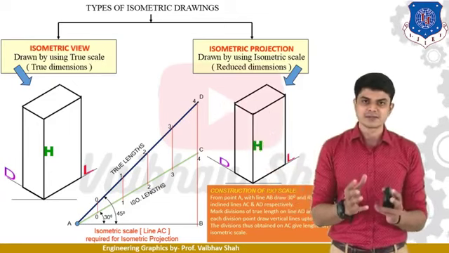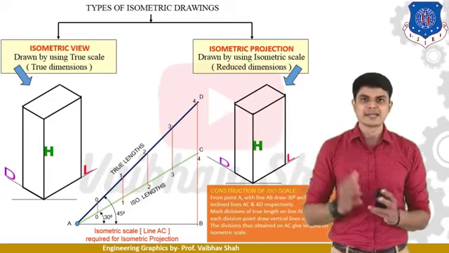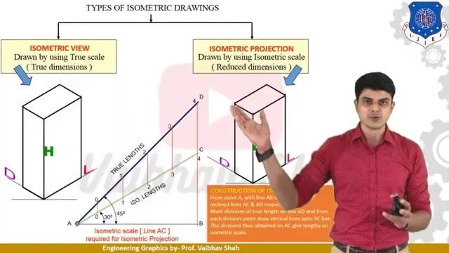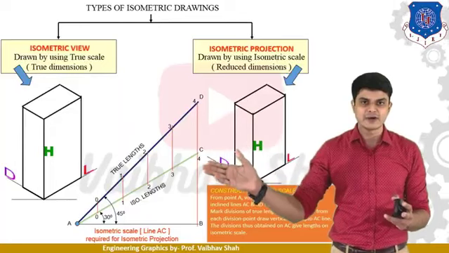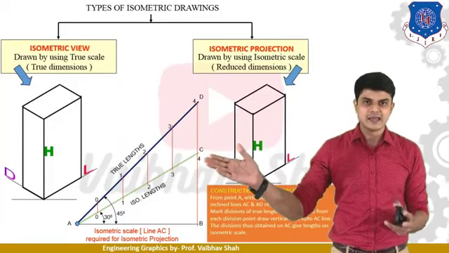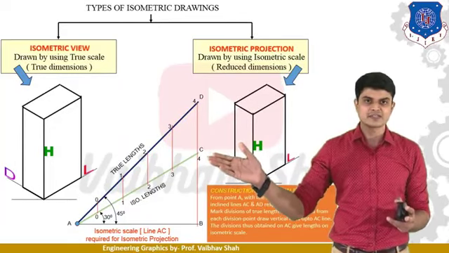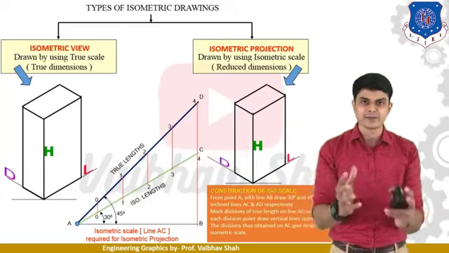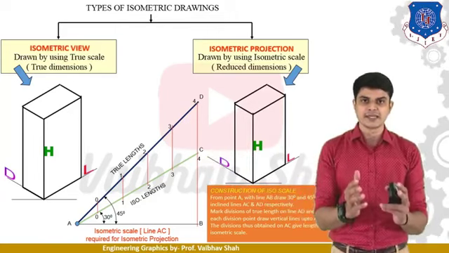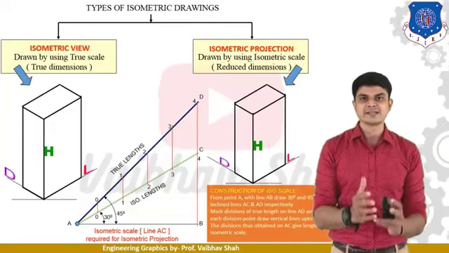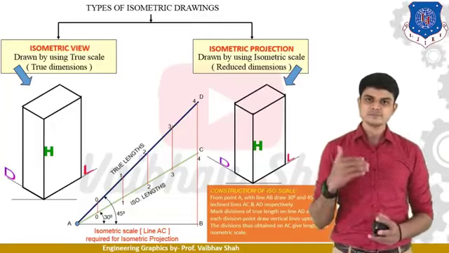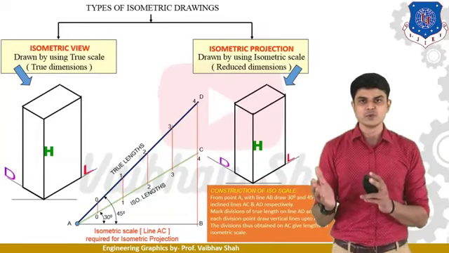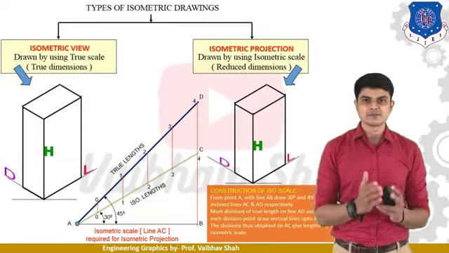Now if you need to draw that object into your isometric projection, what we need to do is find out 4 onto your true length, and we need to go vertically down until we reach the isometric scale, and onto your isometric scale you will be having this 4 digit. So you will be taking the dimension of 0 till 4 from your isometric scale, and you will be drawing the object by using your isometric scale only. So that is the major difference between your isometric view versus isometric projection.